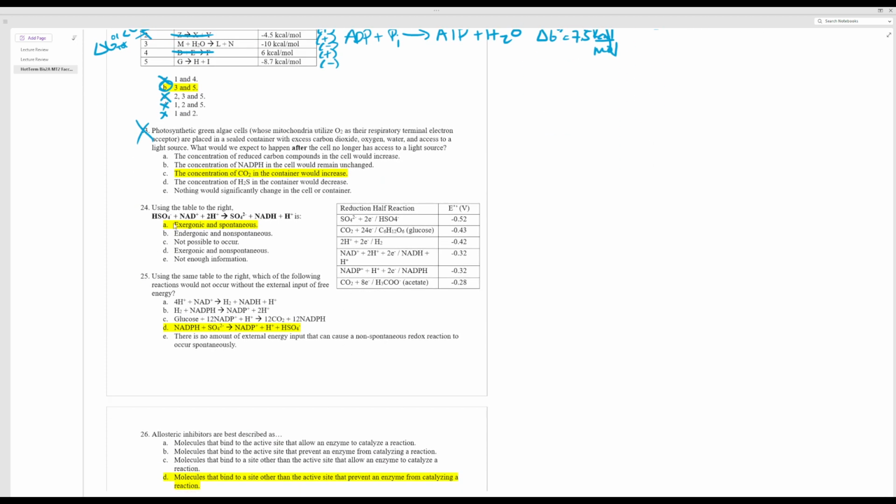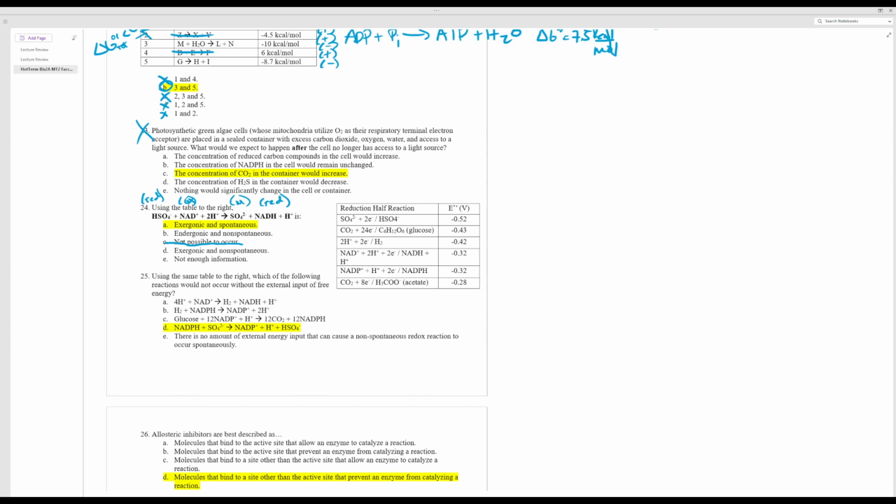24, using the table to the right, HSO4 minus plus NAD plus 2H plus goes to SO4 2 minus plus NADH. When we're going through, we need to make sure that we have a reduced form and an oxidized form. HSO4, according to this table, is reduced. NAD plus is oxidized. So we have a reduced state and an oxidized state going to an oxidized state plus a reduced state. So we can consider whether or not this is exergonic or endergonic, right? So it is possible because we have something reduced and something oxidized.